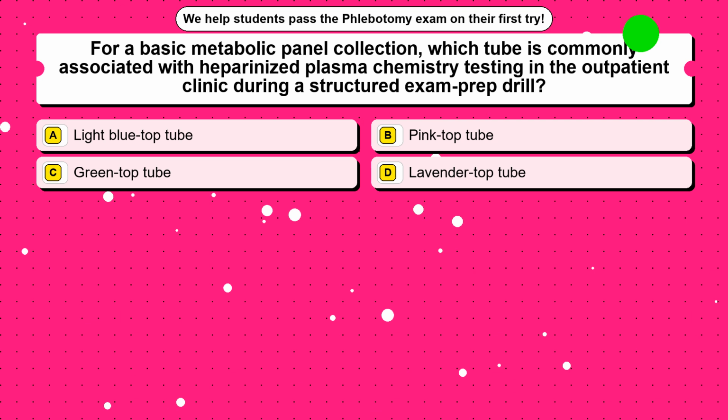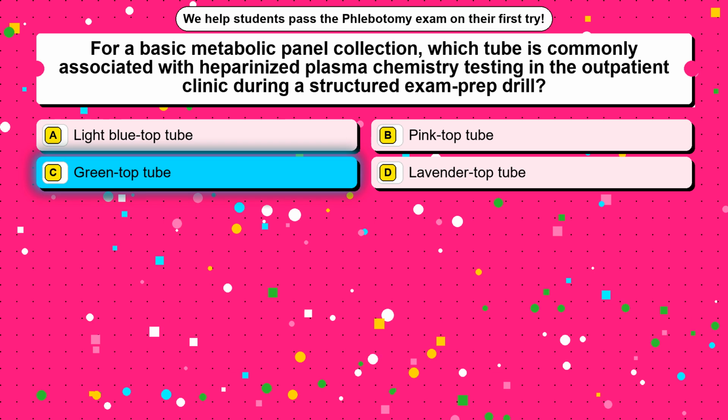Question 28. For a basic metabolic panel collection, which tube is commonly associated with heparinized plasma chemistry testing in the outpatient clinic during a structured exam prep drill? Option A, light blue top tube. Option B, pink top tube. Option C, green top tube. Option D, lavender top tube.